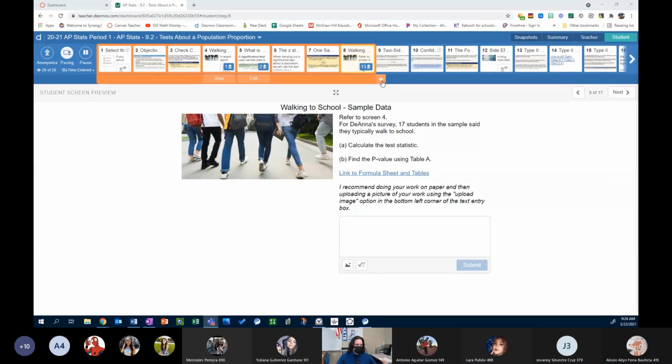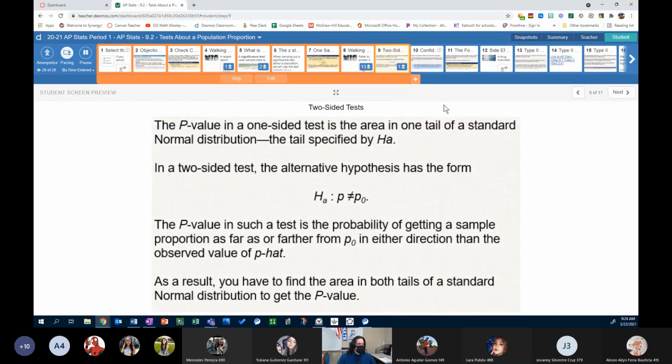All right, so that was our first example, dealing with our proportions. The next thing we're going to consider, I'm losing people, is our two-sided tests. The one that we just did was a one-sided test. We were just considering being greater than the null hypothesis. The p-value in a one-sided test is the area in one tail of a standard normal distribution, the tail specified by the alternative. And this is what we just saw.